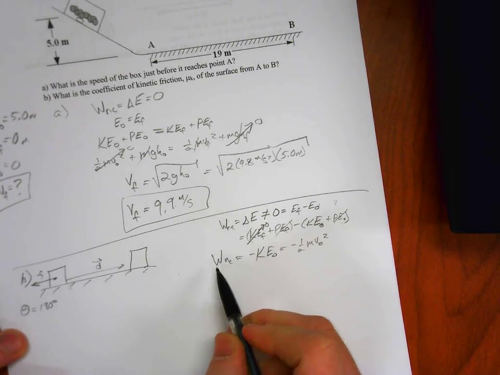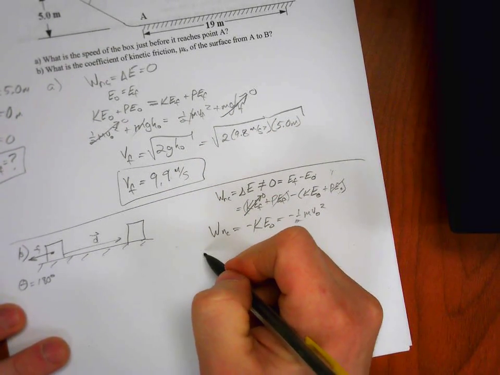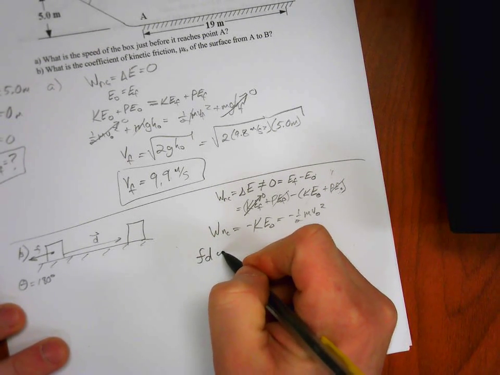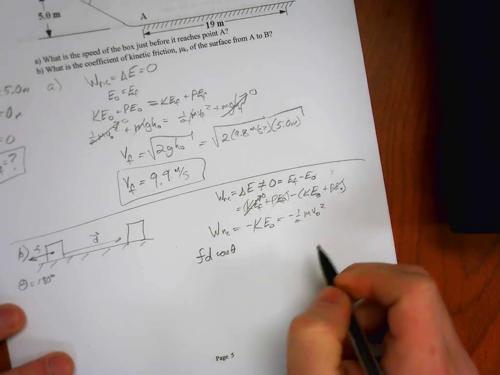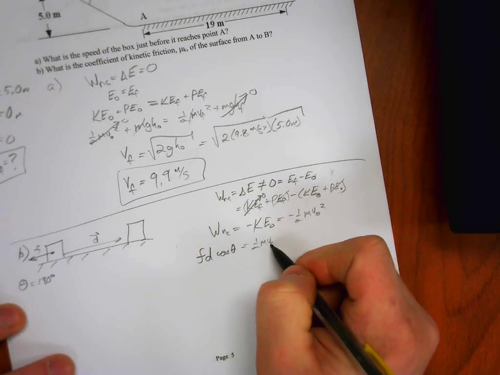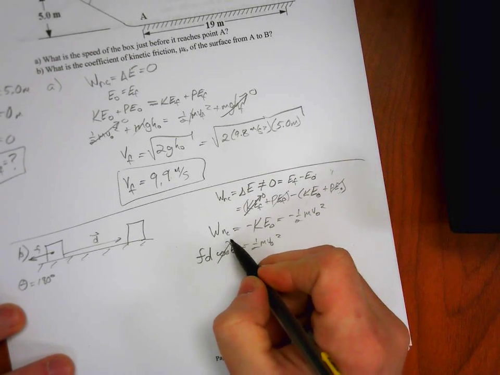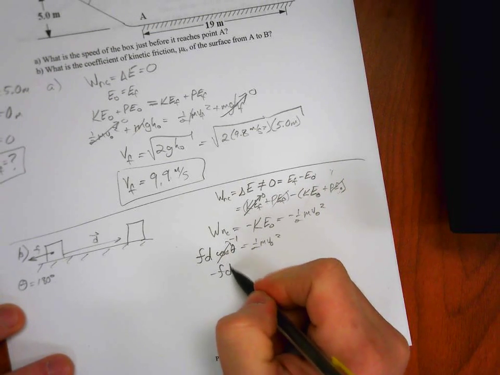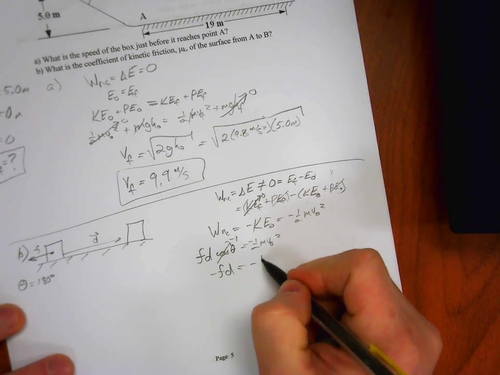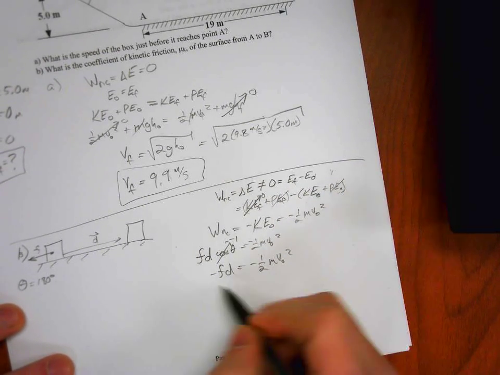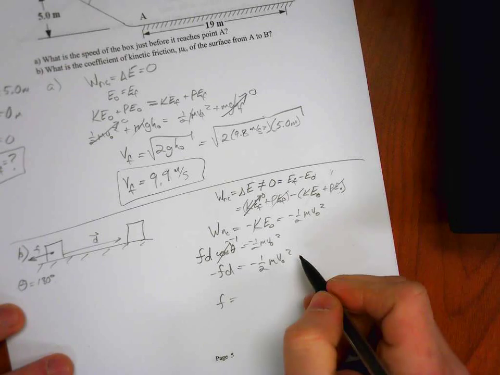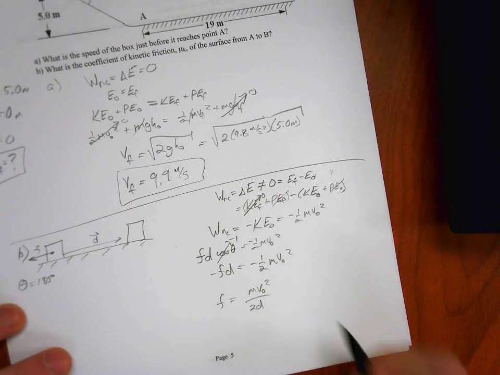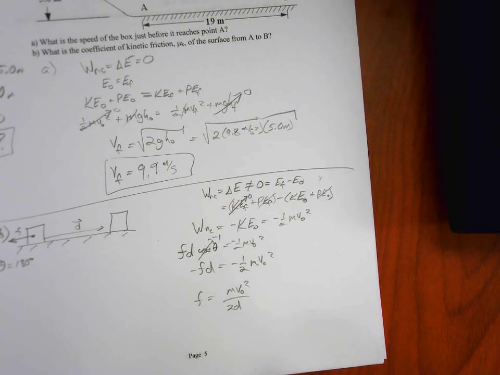Now, what is the work? Well, from the definition of work, that is the force involved, which in this case is friction, times d, the displacement, times cosine theta, where theta is the angle between them. Cosine of 180 is negative 1, so negative F d equals negative 1/2 m v naught squared. Negatives cancel. The force of friction we can then say is equal to m v naught squared over 2d. Just the algebra here, I'm solving for the force of friction.